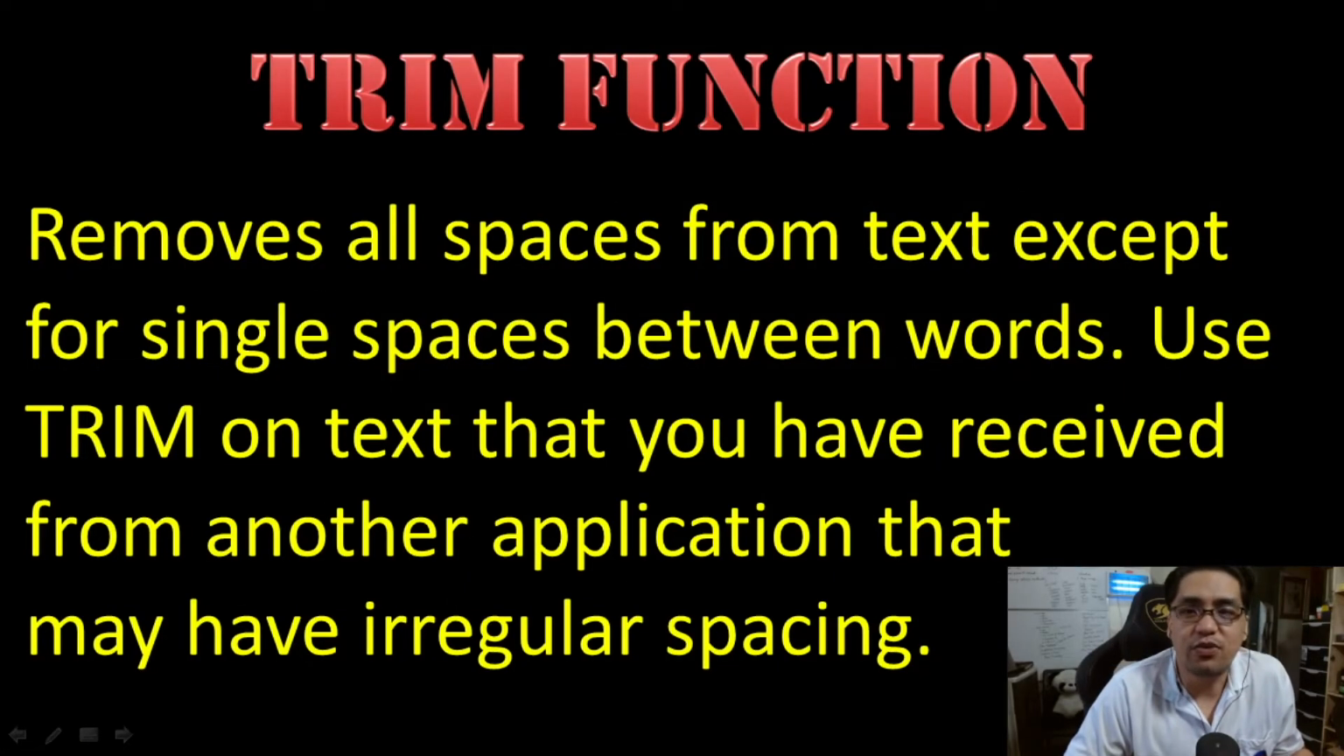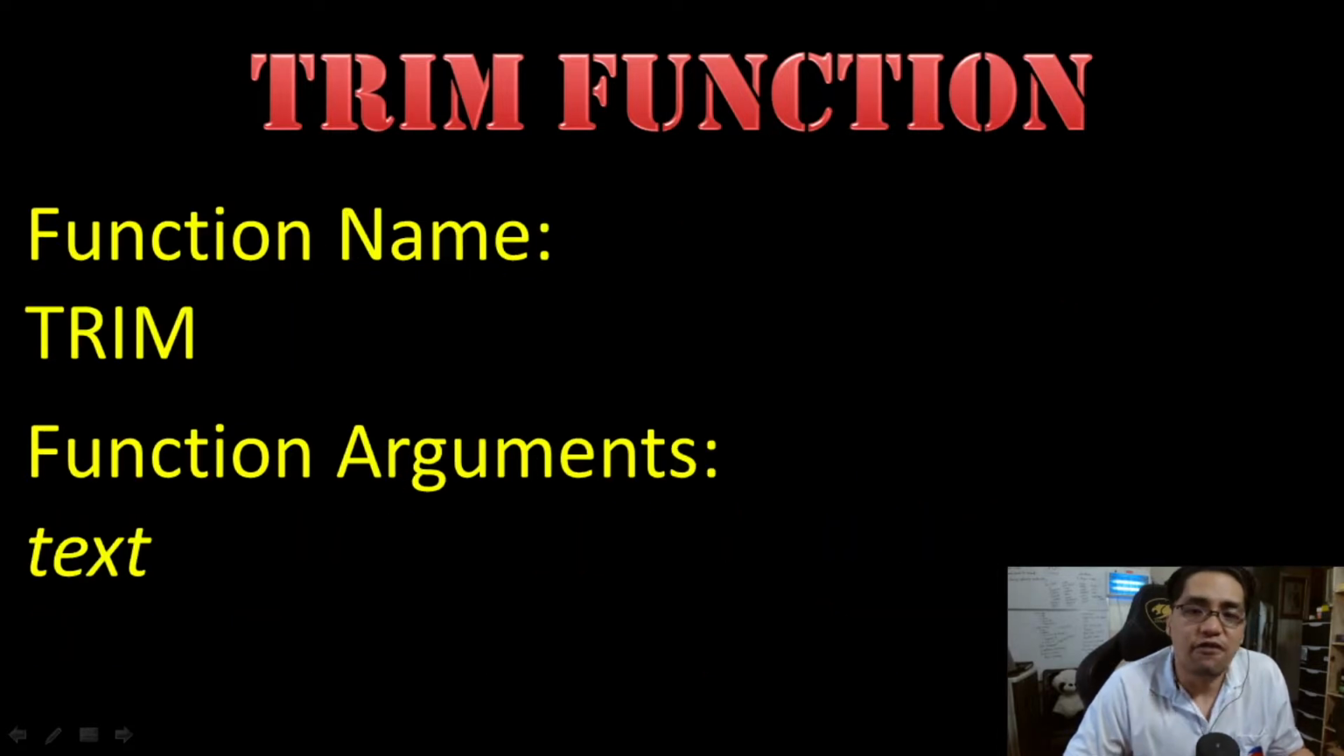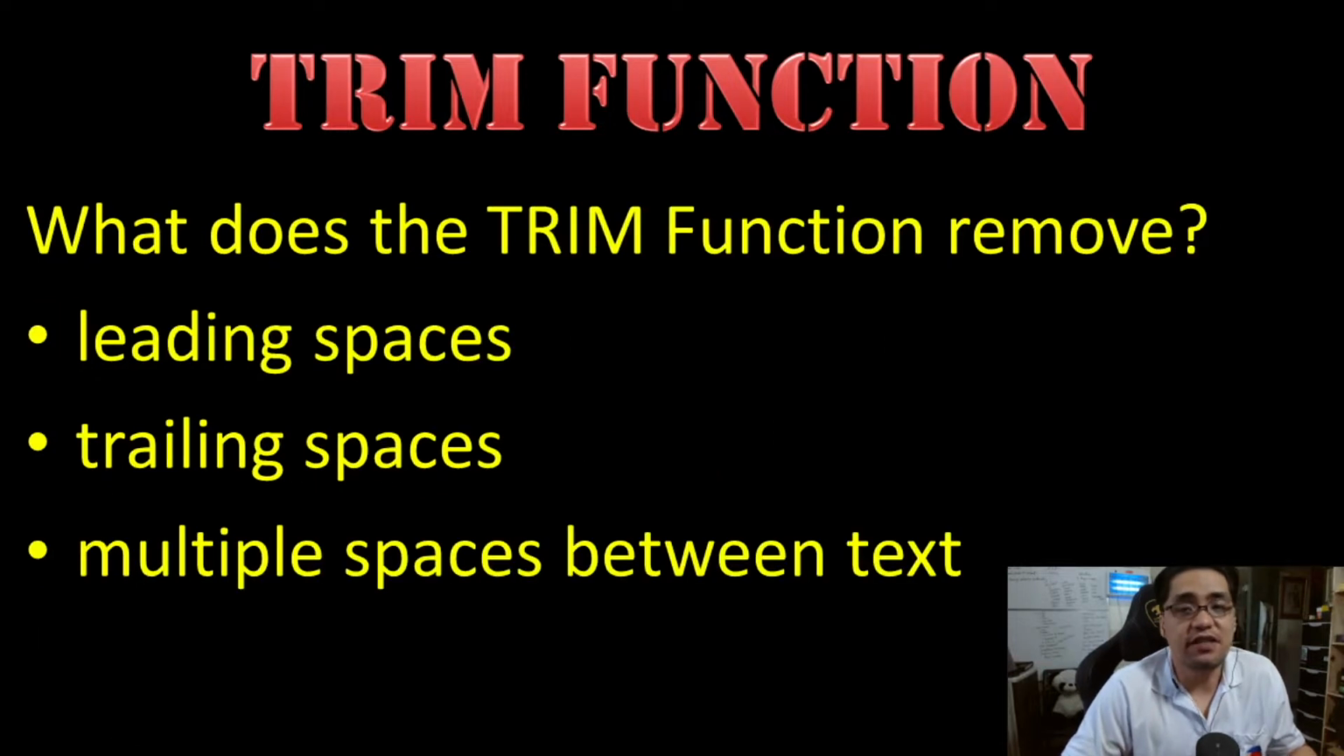Let's go ahead and start with the trim function. The trim function from Microsoft Excel's own help document: the trim function removes all spaces from text except for single spaces between words. Use trim on text that you have received from another application that may have irregular spacing. For the trim function, the function name is trim, and for the function arguments, there's only one. It's just looking for text. From the definition, the trim function removes spaces.